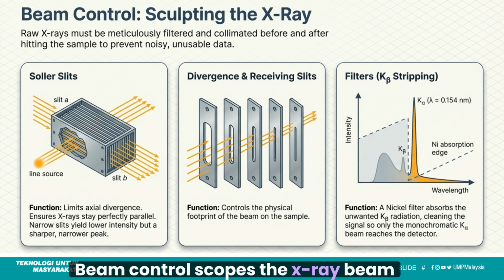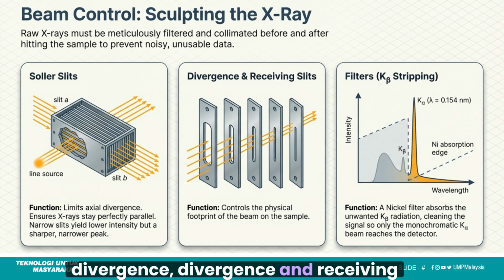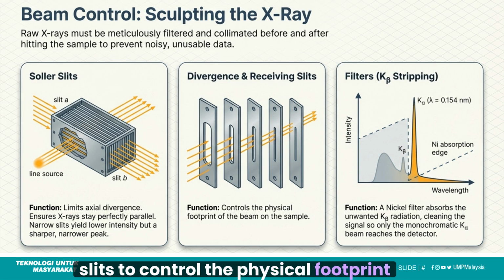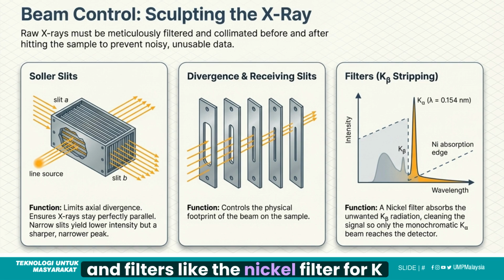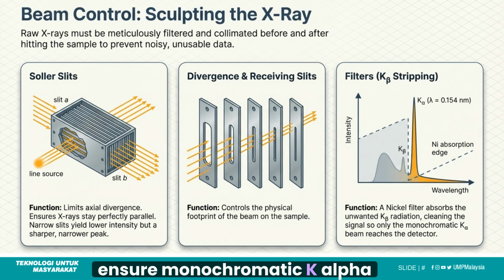Beam control sculpts the X-ray beam using Solar slits to limit axial divergence and receiving slits to control the physical footprint, and filters, like the nickel filter for K-beta stripping, to clean the signal and ensure a monochromatic K-alpha beam reaches the detector.